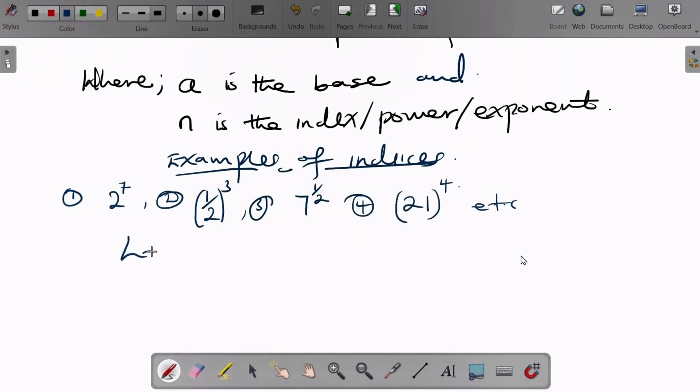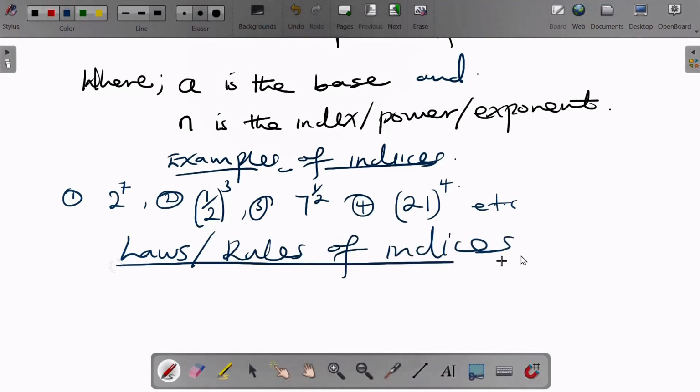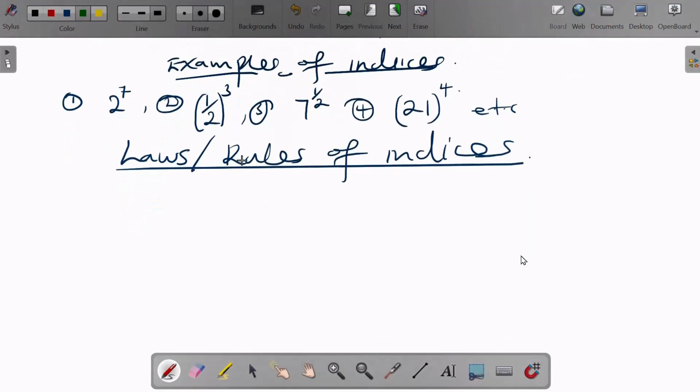Let's now talk about the laws, or somebody can call them the rules, of indices. We have about 6 rules or laws of indices. We are going to mention them one by one as I walk you through. Rule number 1: if you have a as the base raised to power m multiplied by a as the base raised to power n, since it is a multiplication, we just sum up the powers. So it's the same as having a raised to the power of the sum of the 2 powers.